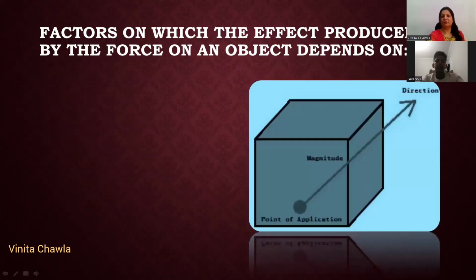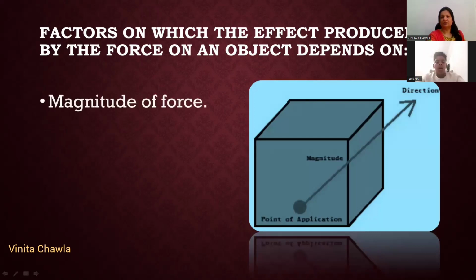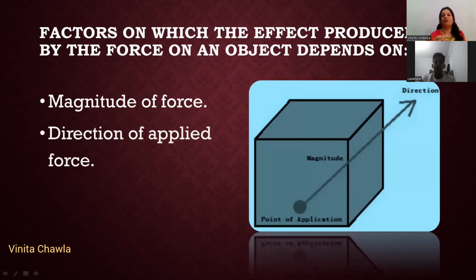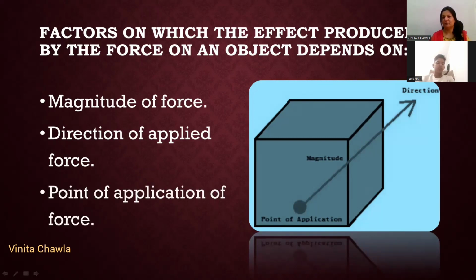So the effect of force on an object depends upon the magnitude of force. Magnitude means the strength of force, how strong the force is or how weak it is. And the direction of applied force, in which direction you are applying force on an object. And the third one is the point of application of force. So these are the three factors on which the effect produced by the force on an object depends.